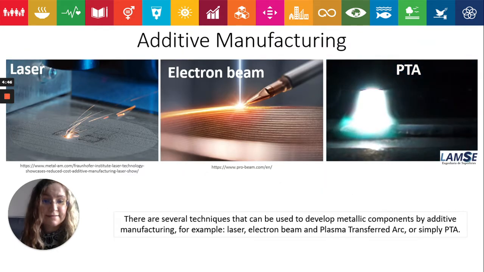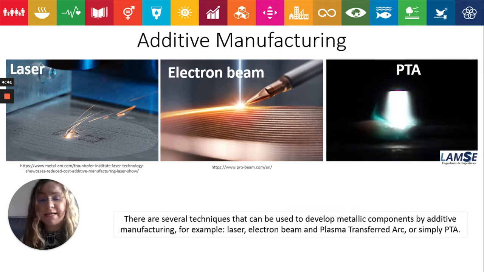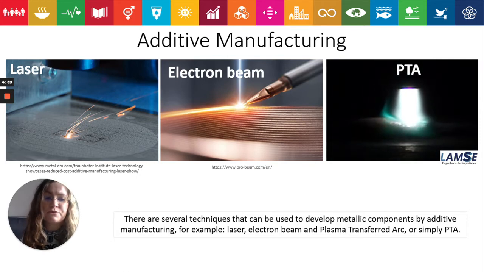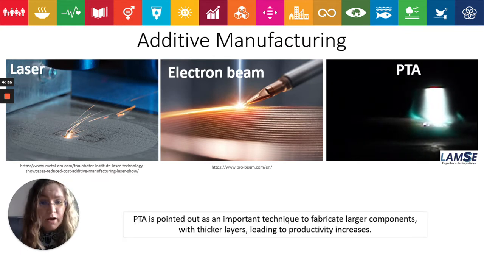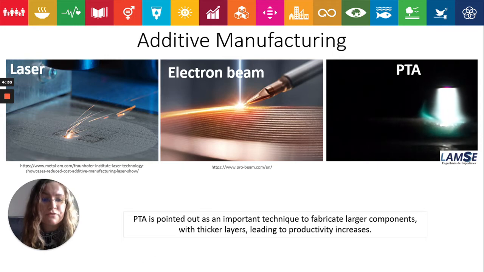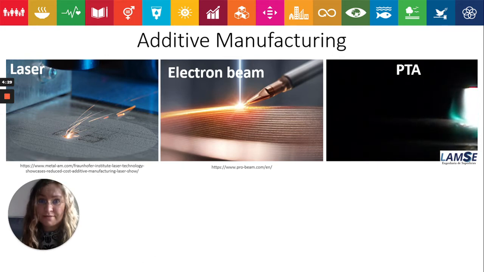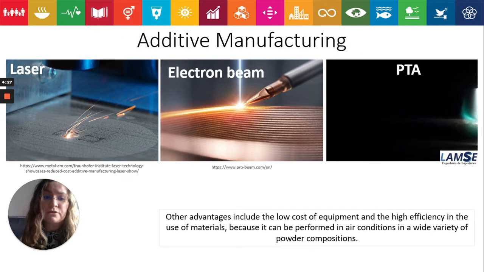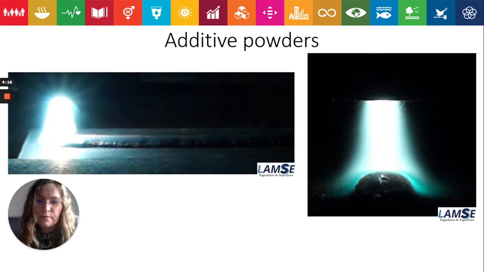There are several techniques that can be used to develop metallic components by additive manufacturing, for example, lasers, electron beam, and plasma transfer arc, or simply PTA. PTA is pointed out as an important technique to fabricate larger components with thicker layers, leading to productivity increase. Other advantages include the low cost of equipment and high efficiency in the use of materials, because it can be performed in air conditions in a wide variety of powder compositions.